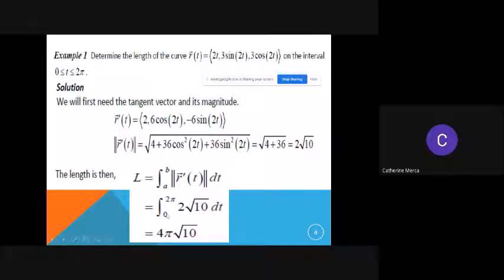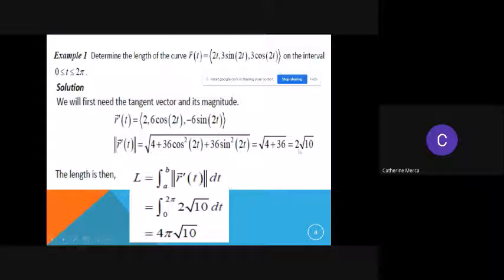So you have 0 to 2 pi. By the way, this one is on the interval 0 to 2 pi. So for the interval, you use whatever the given interval is. So from 0 to 2 pi. Okay. So A to B. Your A here is 0, your B is 2 pi.